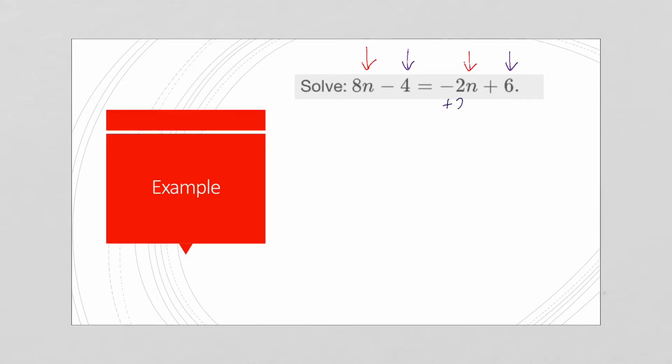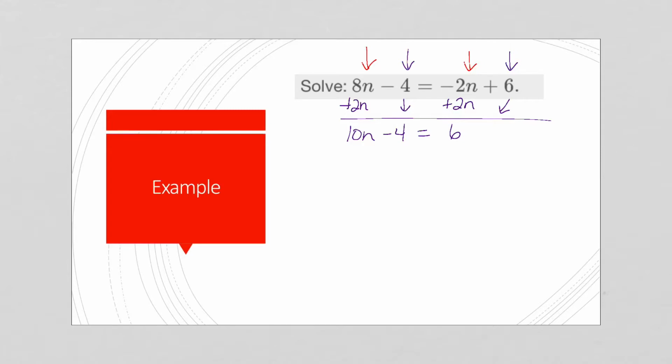So adding 2n to both sides. Notice how I put that 2n underneath its like term. I'm not going to put it under the constants because constant terms and variable terms are not like terms. 8n plus 2n is 10n. I'm going to bring this straight down. Eventually you'll start doing this in the same step, but for now, while we're just learning, we're going to keep it in separate steps.